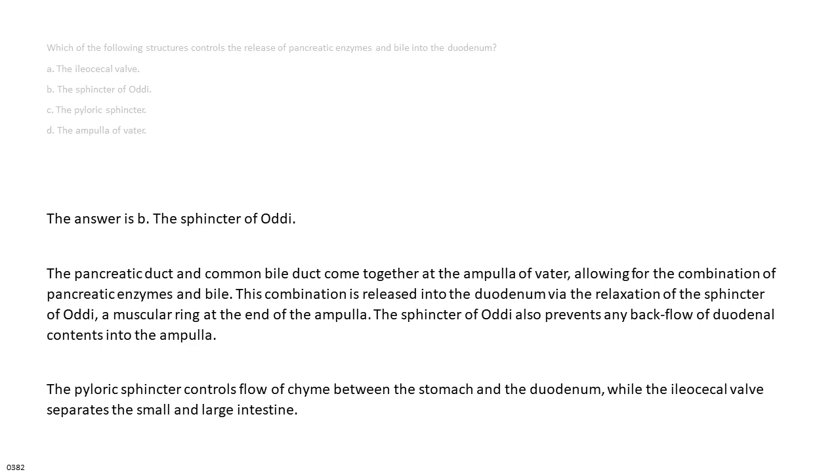The pyloric sphincter controls flow of chyme between the stomach and the duodenum, while the ileocecal valve separates the small and large intestine.